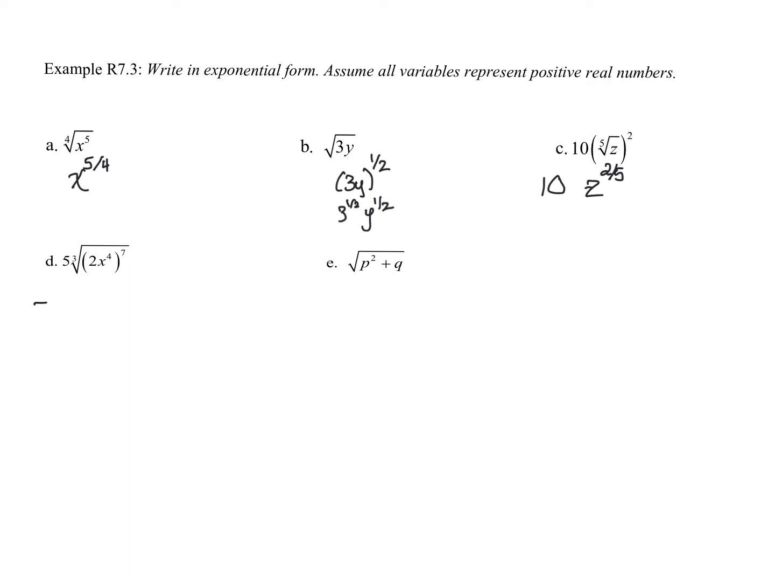Letter D, 5 out front. 2x to the 4th raised to the 7th. And then it's going to be the 3rd root, so over 3. And then I can distribute that power, so it's 5 times 2 to the 7 thirds times x, 4 times 7 thirds, 28 thirds. So it's x to the 28 thirds.